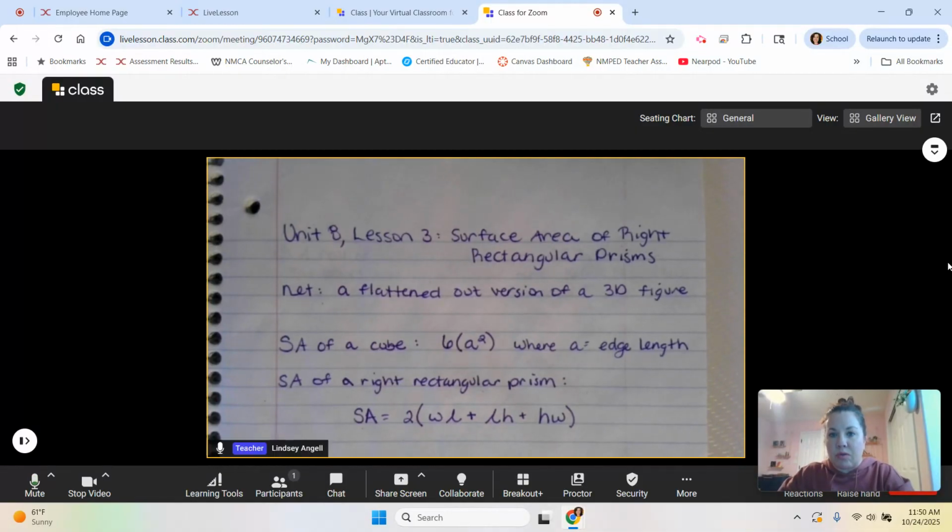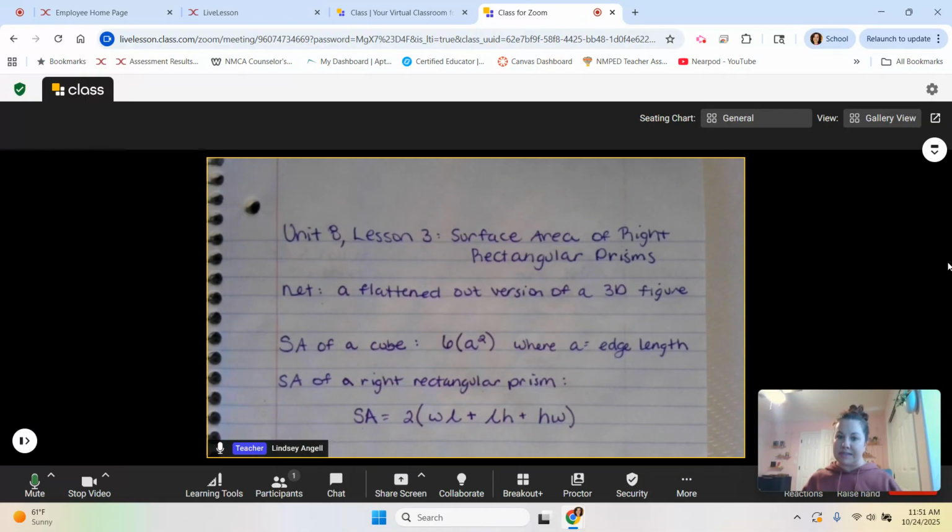To think about right rectangular prisms, one example that I like to use is a cereal box. That's something that everybody can recognize, and you might even have in your house right now. Or even think of an Amazon box. I'm sure a lot of your parents probably order from Amazon, and they also make great gift boxes too.